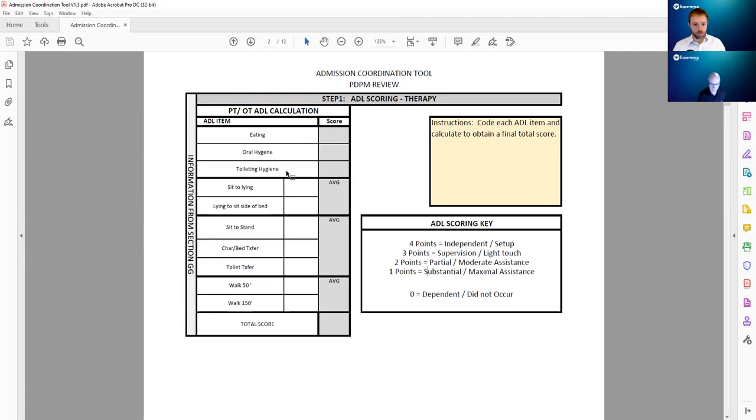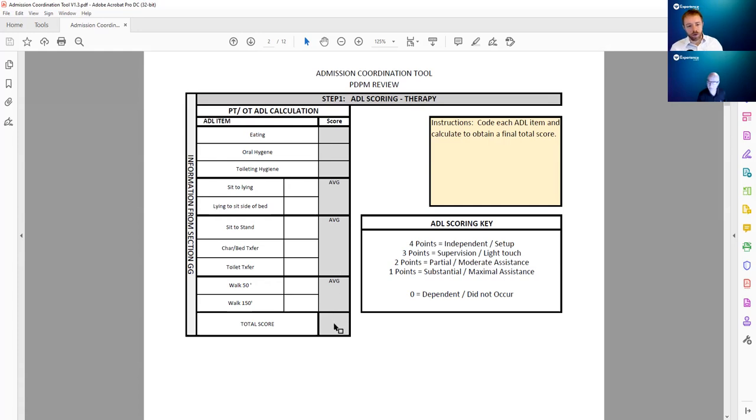And so for eating, oral hygiene, toileting hygiene, those all directly correlate to a 4, 3, 2, 1, or a 0. When you get to the sit to lying or lying to sit on side of bed, each of those has a score, and if I had a 4 for sit to lying and a 3 for lying to sit side of bed, I would add those two up and divide them. So that would be 7 divided by 2. So I would get my 3.5 as my average there. And I'm going to end up adding up this whole column. The same division thing happens with sit to stand, chair transfer, toilet transfer. I get an average. So at the bottom, I'm going to get an average.